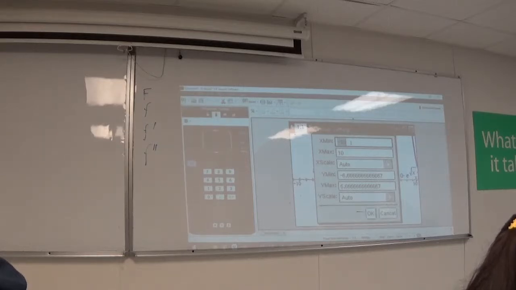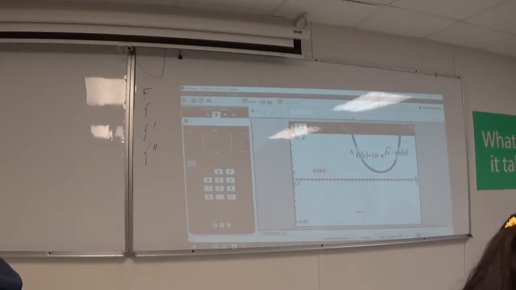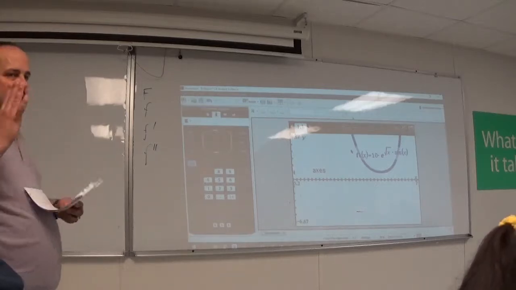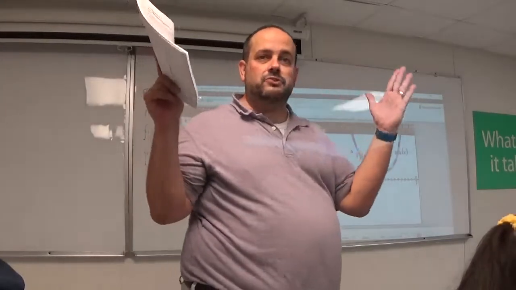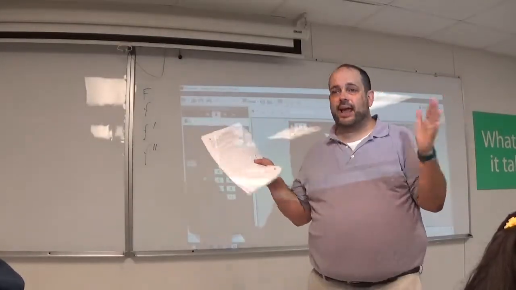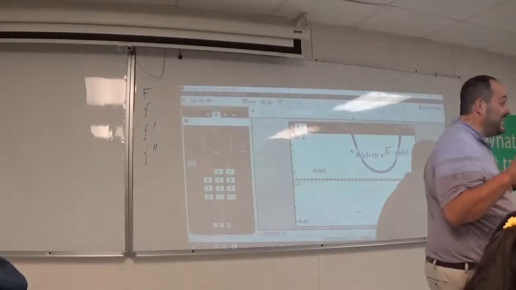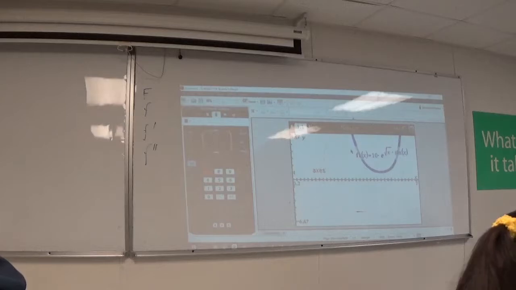Their velocities as they travel along I-10 can be modeled by the function v of t equals 10 e to the square root of t times sine of t on the interval 0 to 7. Now, we've run into this problem before. If I give you an interval, if I give you a domain restriction, that's the only thing I want to see on your calculator. Don't tell me about things outside of that interval. I'm not interested.